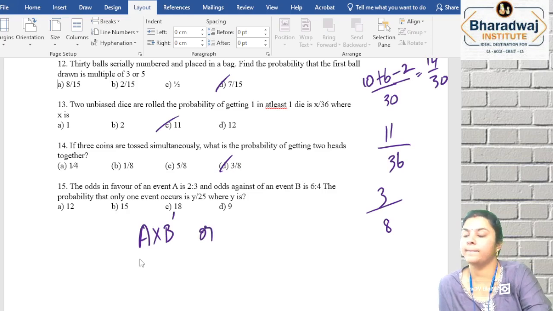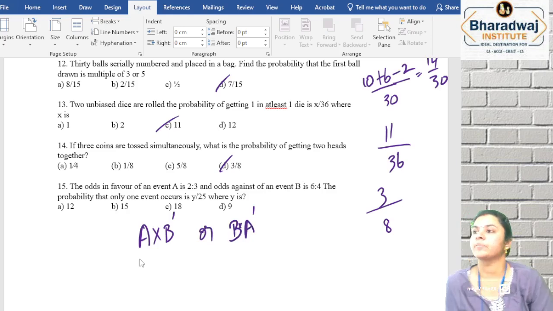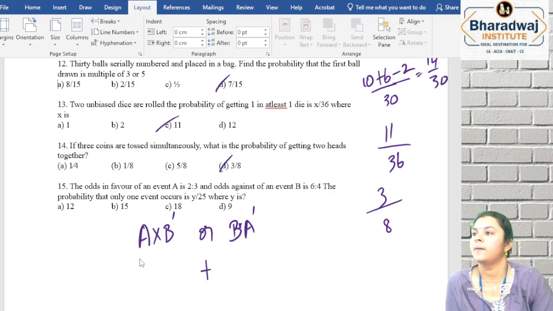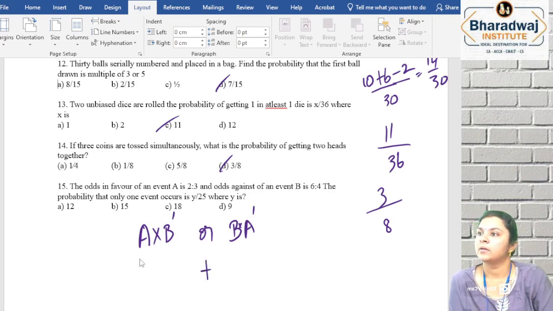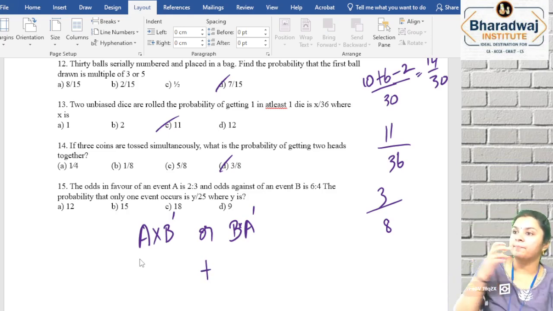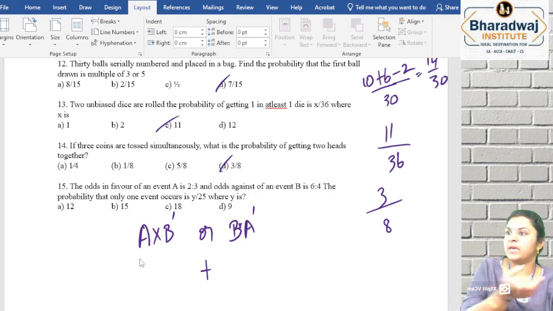Or B occurring, B into A dash. So or means what symbol? Plus. Okay. Or you can also write this as P of A minus B, A not B, B minus A, B not A. You can write it any way.